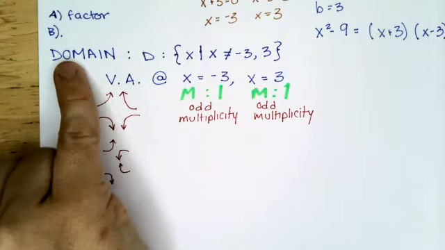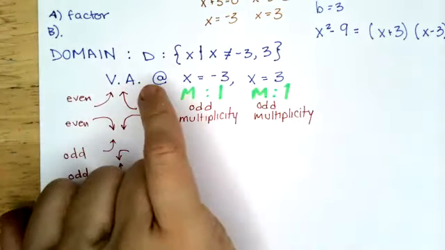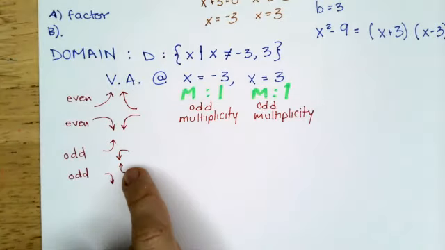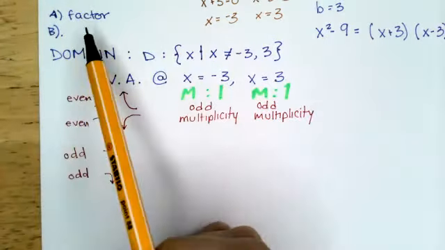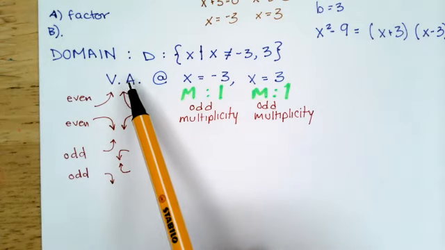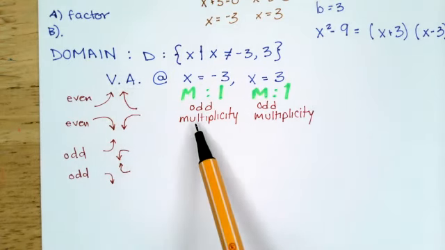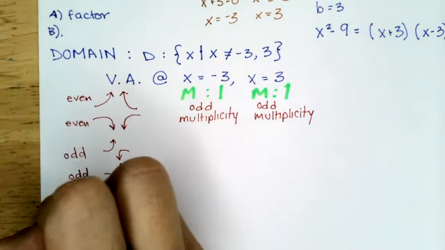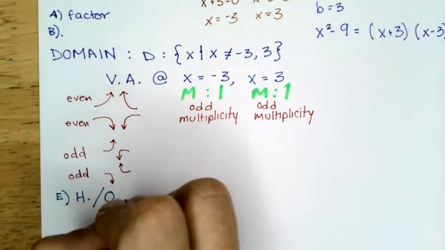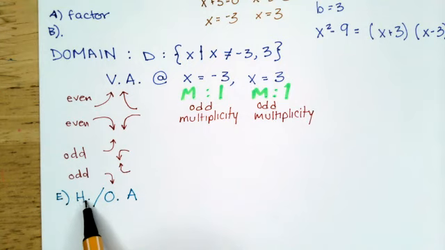So we know the domain, what is excluded from the domain. We know the vertical asymptote. We know what the graph is doing at that vertical asymptote, okay? Now we want to find the horizontal asymptote. So that was A, factor, B, find the domain, C, find the vertical asymptote, D, find its multiplicity, E, find the horizontal or oblique asymptote. If you have a horizontal asymptote, you will not have an oblique asymptote. If you have an oblique asymptote, you will not have a horizontal asymptote. That's why we put them together.